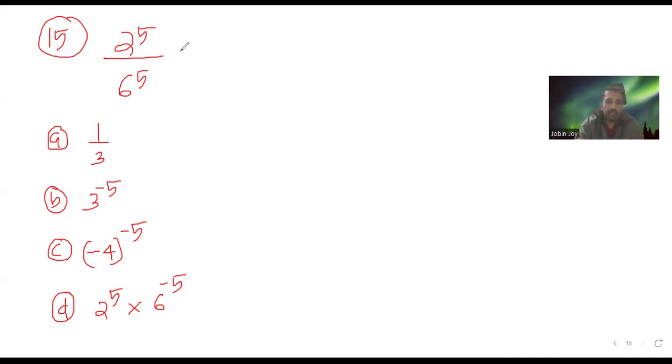Okay, so first I am expanding this. 2 raised to 5 is 2 into 2 into 2 into 2 into 2.